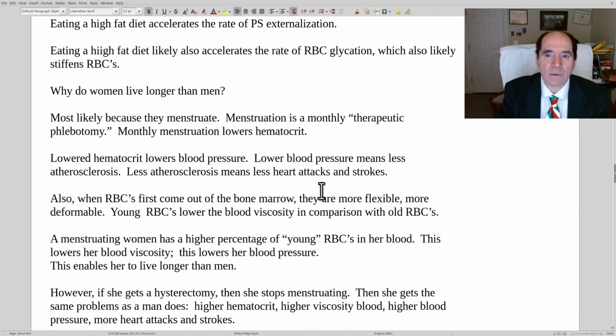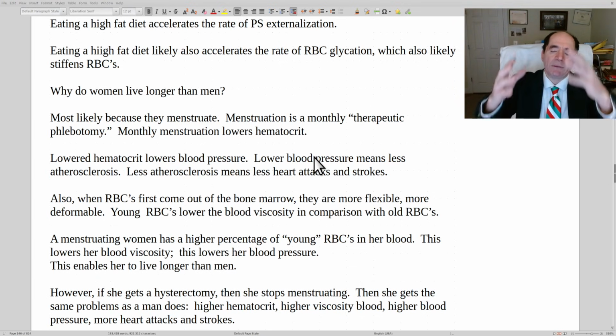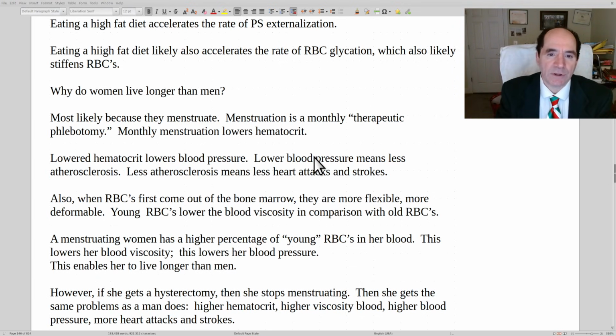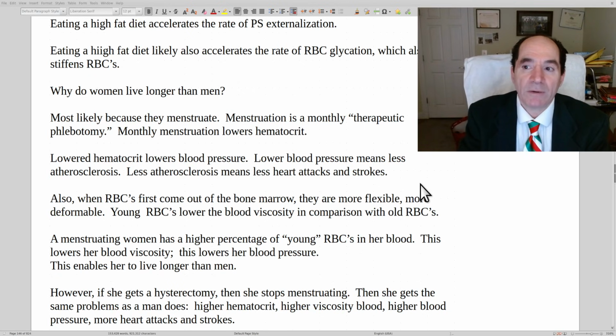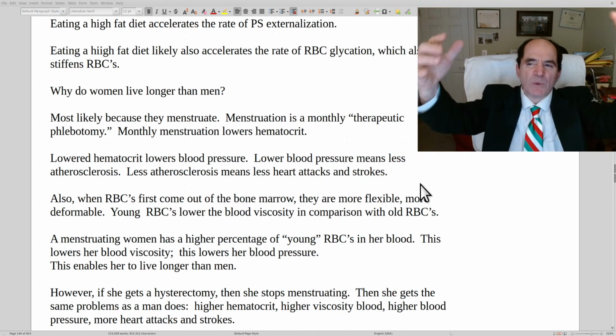Oh, so here comes a big question. Why is it that eating a high-fat diet also causes insulin resistance, leading to hyperglycemia, leading to more glycation of the red blood cells? So it accelerates the rate at which they become stiffened. Why do women live longer than men? Because they menstruate. So the woman might think, oh, menstruating is annoying, what a nuisance. But in reality, it keeps them alive longer, especially in Western countries.